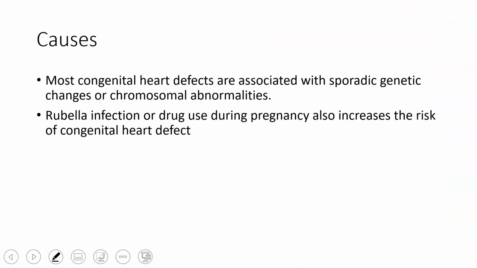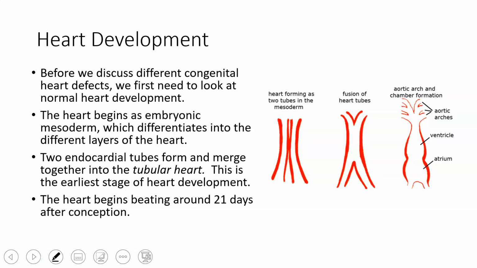Why did these happen? We don't know. Some of them can be traced back to things like fetal alcohol syndrome, drug use, or viral infection, but most of them are sporadic, and we don't really know why they happen. They're abnormalities of how the heart forms. So let's look at how the heart forms.